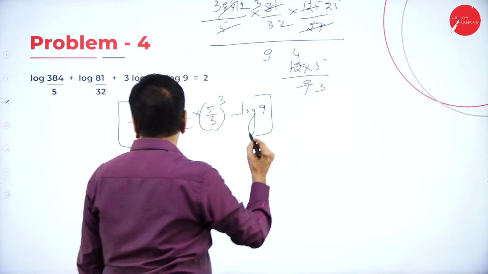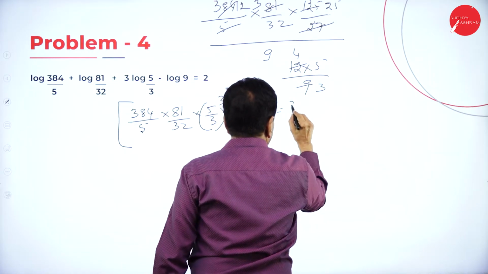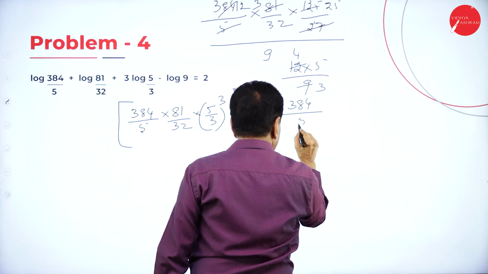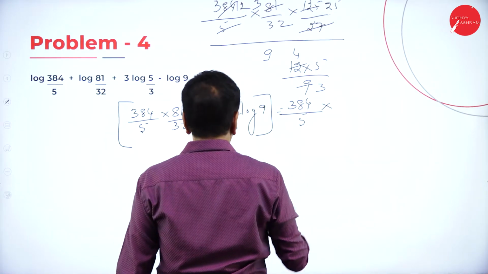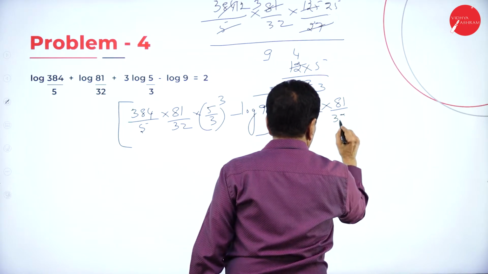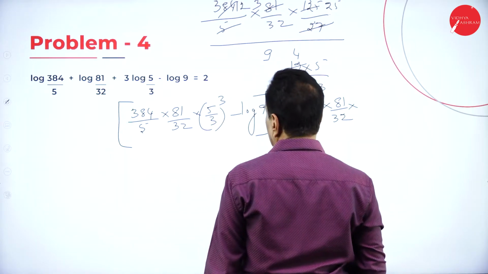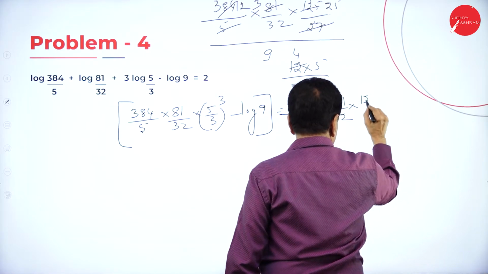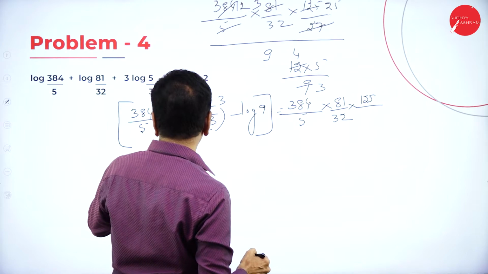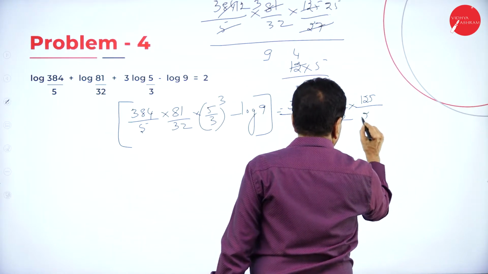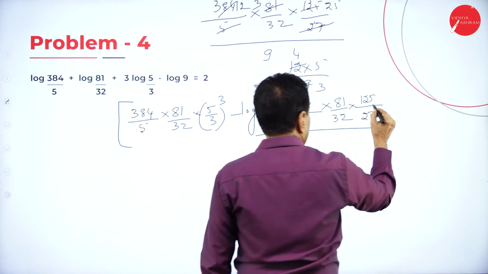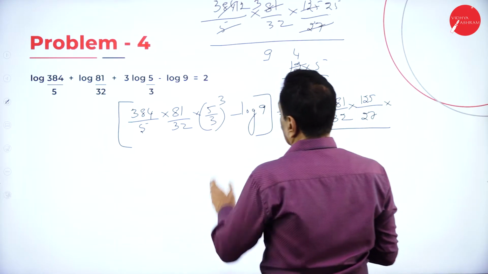I will repeat once again. 384 divided by 5 into 81 divided by 32. 5 cube is 125. 3 cube is 3 threes are 9, 9 threes are 27. 9 can be written in the bottom, or reverse, 1 over 9.